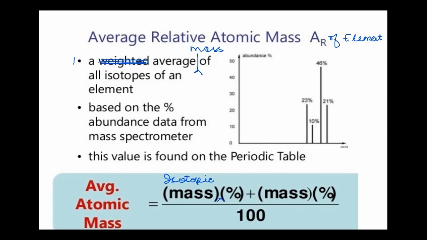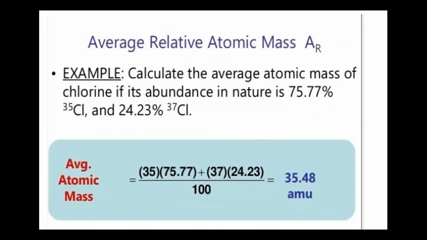So this is isotope 1, its mass and its abundance. This is isotope 2, isotopic mass 2, right? Its mass and its percentage abundance. And then we take out the average, and that is how we are able to calculate the Ar of an element. And this value, which we calculate on the basis of the data given from the spectra, is the value which is given in the periodic table. Now let's do another example.